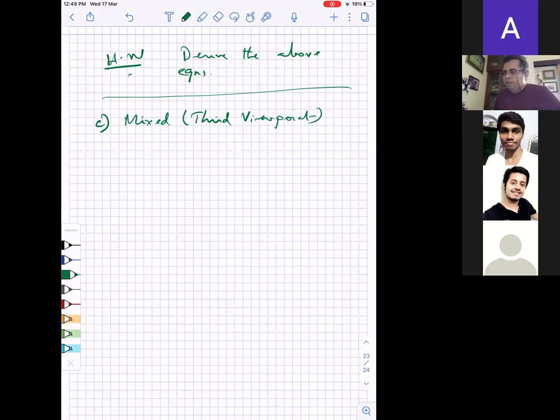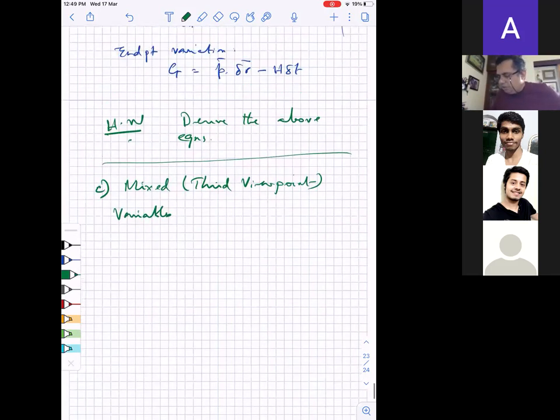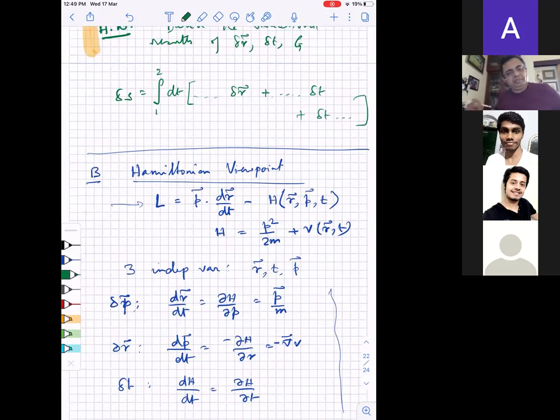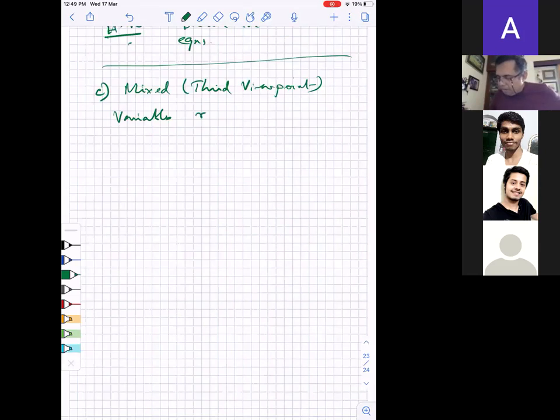Okay. So in this third viewpoint, let us have variables which are mixtures of previous variables in a sense. Let us choose variables R, which was there in both Lagrangian and Hamiltonian. Then let us take P and let us take velocity V. Now V is R dot, right? So I've taken a viewpoint where I'm going to write my Lagrangian in such a way that these variables will be there, and then I'm going to minimize my action with respect to these variables, and we'll see what happens.